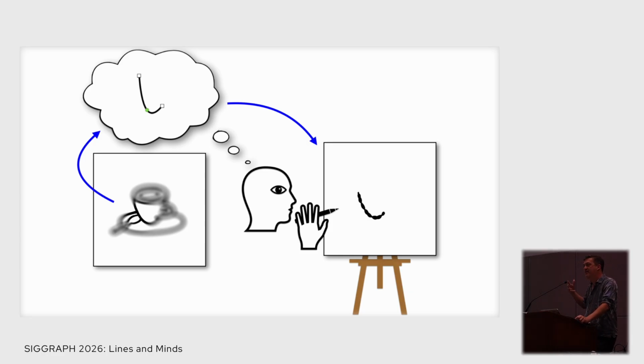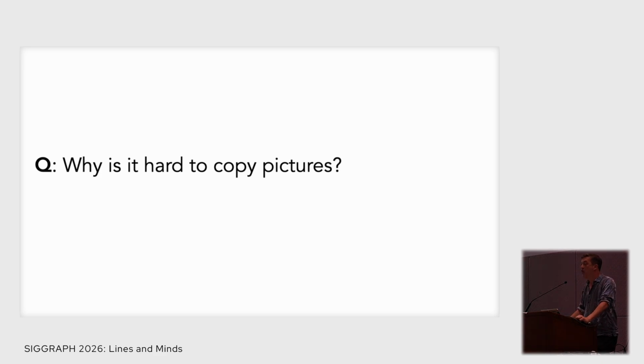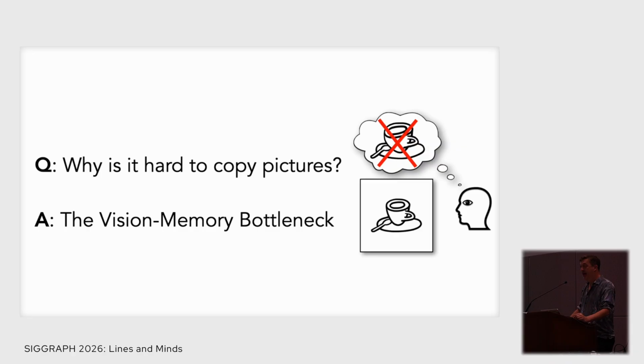And in fact, I've found myself imagining the curves I would draw when looking at a picture. So this is a more efficient mental representation. So our answer to the question of why it is hard to draw pictures is, at least in part, the vision memory bottleneck. You can't just copy a picture into the head and then copy it onto the page.